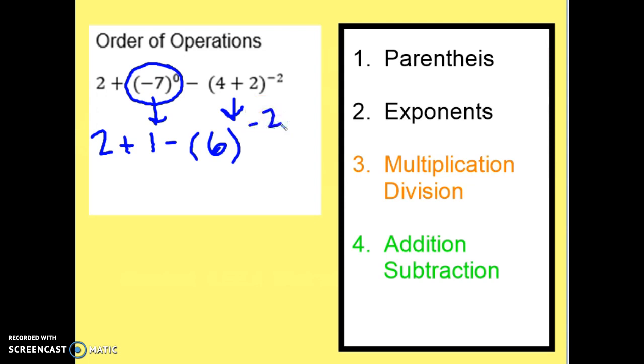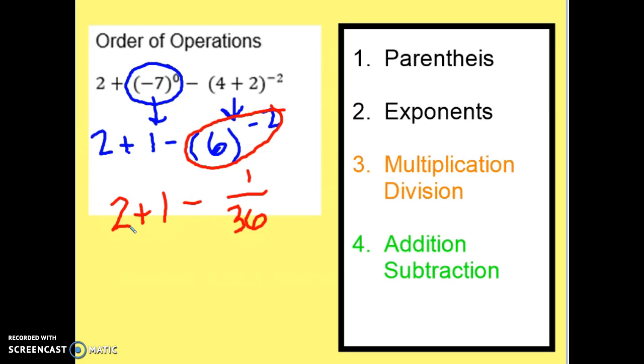So we still have parentheses, we still have exponents, so we need to now simplify our parentheses and exponents right here into a fraction. Because my exponent is negative, this is going to become 1 over 6 squared. We know 6 squared is 36, so that piece of it is going to become 1 over 36. Everything that was not used, that minus sign, the 1, and the 2, just drops down in the same order.